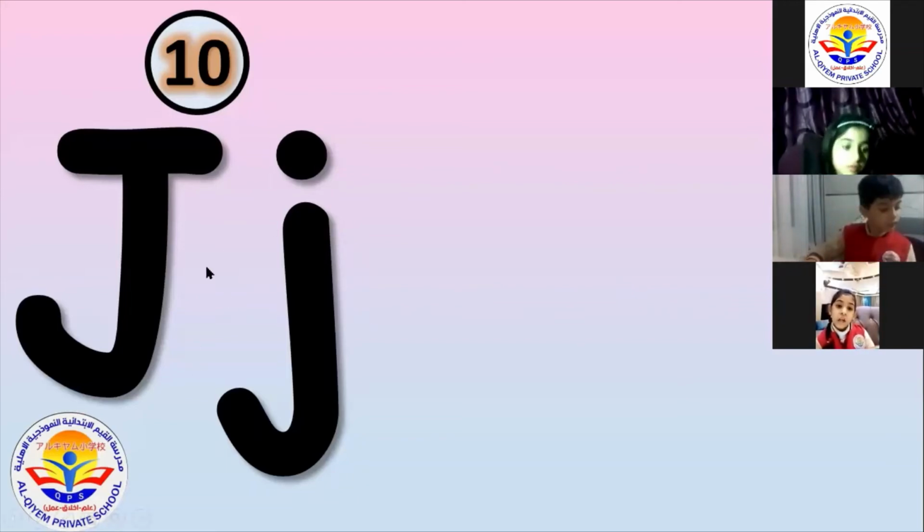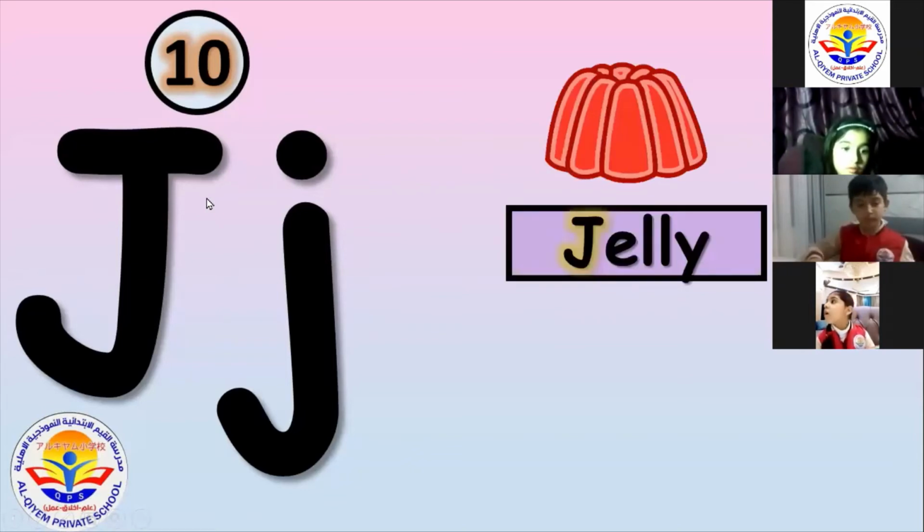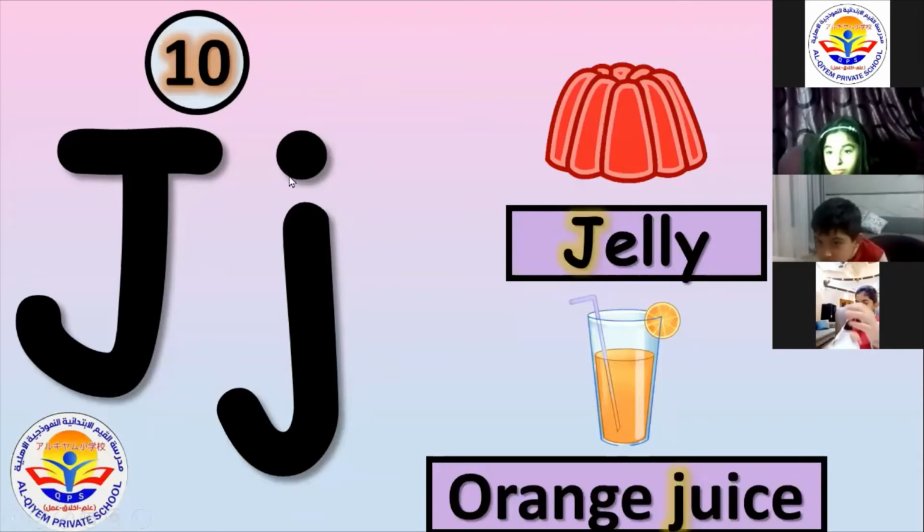This is the capital letter which we use at the beginning. For example, the word jolly. Look at the word jolly. It is starting with a capital letter J. And this is the small letter which we use at the middle or the end. For example, orange juice.